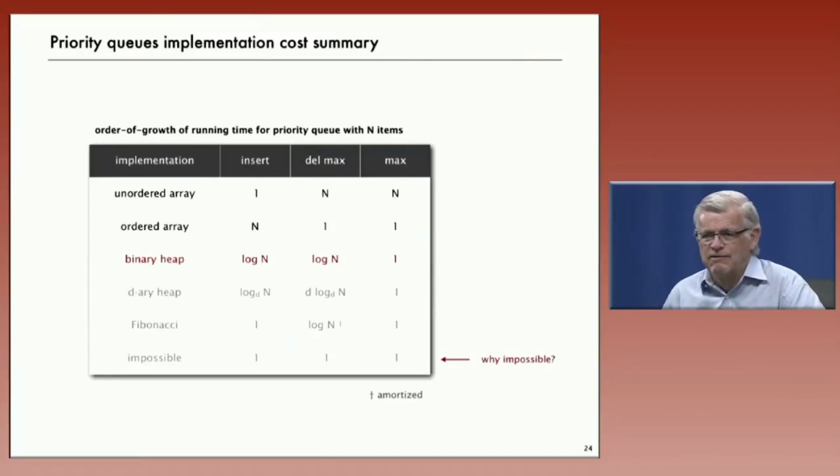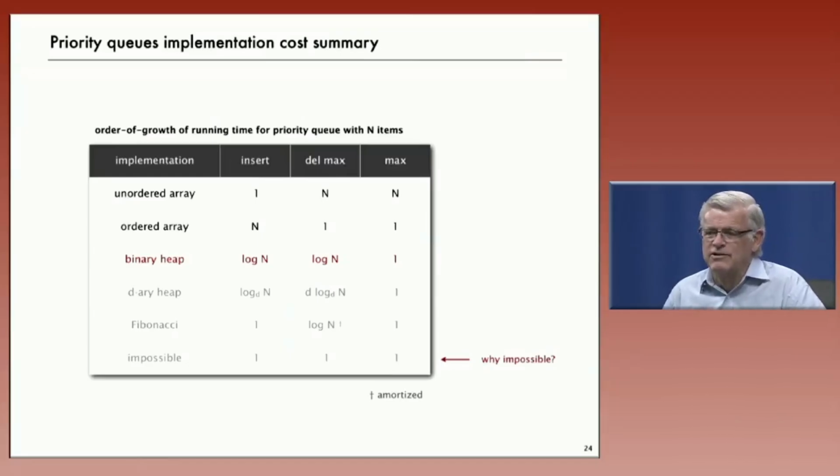Now, experts have worked to come up with improvements on this, and there are slight improvements possible. We can make the heap d-way rather than just two-way, and depending on the frequency of execution of the insert and delMax operations, that might work out better. There's an advanced data structure called a Fibonacci heap, where inserts are done in constant time and delete max is done in log n time on average over all the operations. But that one's generally too complicated to use in practice.